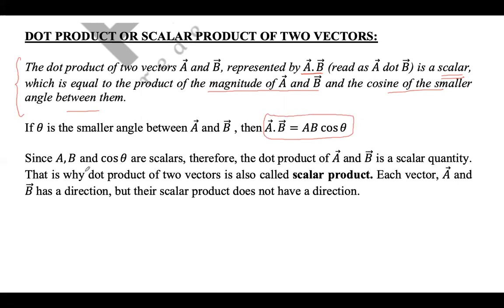A, B and cos theta, these are all scalars. A is the magnitude, B is the magnitude, and cos theta is also a scalar quantity. Therefore, the dot product of A and B is a scalar quantity. That is why the dot product of two vectors is called scalar product. Now, each vector A and B has direction, but their scalar product does not have a direction. Every vector has a direction, but a scalar product has no direction.